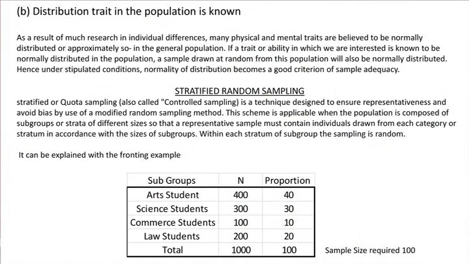The second technique is called stratified random sampling. Stratified or quota sampling, also called controlled sampling, is a technique designed to ensure representativeness and avoid bias by use of a modified random sampling method. The scheme is applicable when the population is composed of subgroups or strata of different sizes, so that a representative sample must contain individuals drawn from each category or stratum in accordance with the size of the subgroups. Within each stratum or subgroup, the sampling is random. It can be explained with the given example. Now, what is stratified?